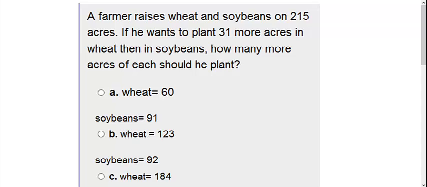Okay, so here a farmer raises wheat and beans on 215 acres. If he wants to plant 30 more acres in wheat than in beans, how many more acres of each should he plant? Okay, so let's look at this.